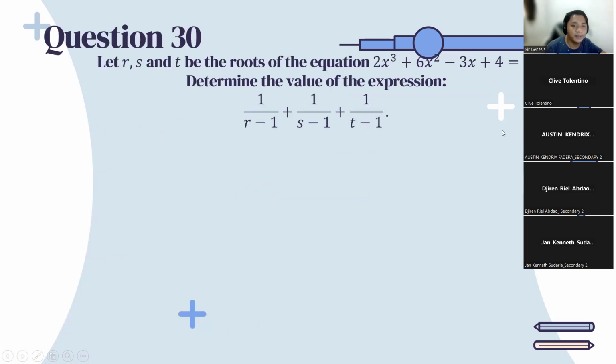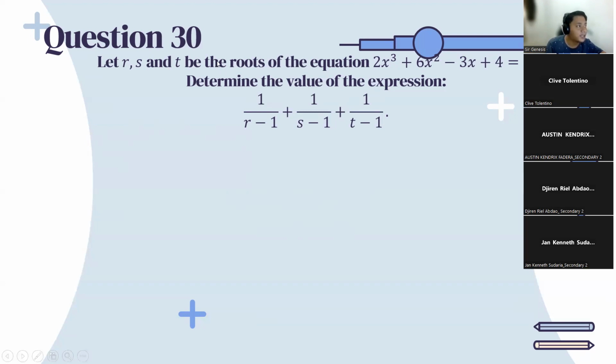Finally, number 30. Let R, S, and T be the roots of the equation 2x cubed plus 6x squared minus 3x plus 4 is equal to 0. So determine the value of the expression 1 over R minus 1 plus 1 over S minus 1 plus 1 over T minus 1. Okay.